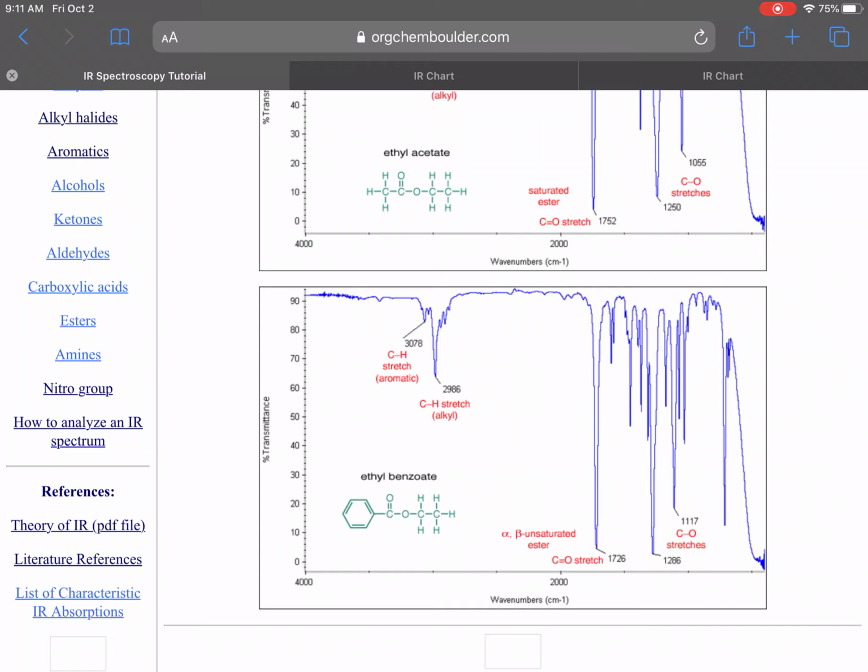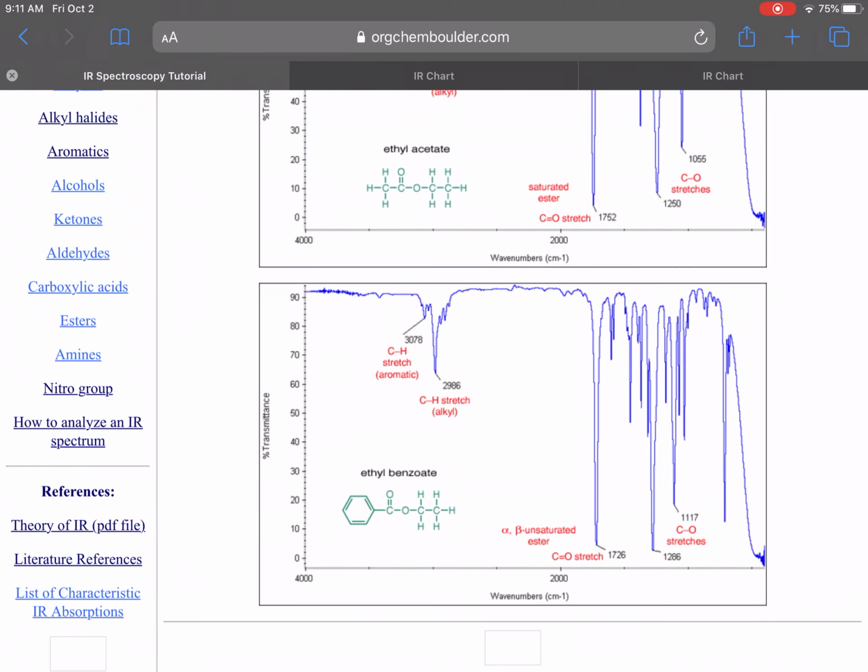Here's another one right over here. Again, there's a whole lot of noise in the fingerprint region, so it becomes very hard to identify, but the CO stretches definitely do stand out a bit relative to the other ones.